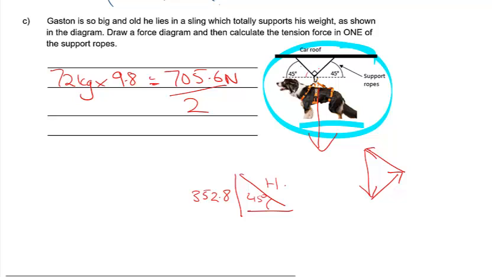Now that angle there is 45 degrees. So we're wanting to know what that is on that side there. So what do we use for that? Well, that's a hypotenuse, and this is opposite, so we could use sine for that. So sine 45 degrees equals opposite, which is 352.8 over hypotenuse. Okay, because that's what we want to know there.